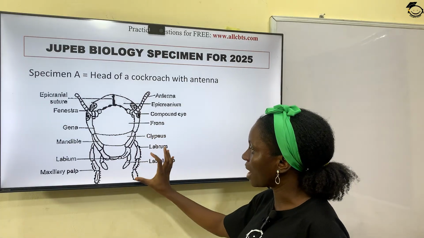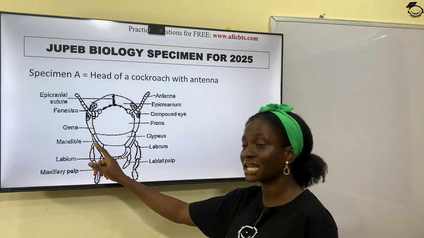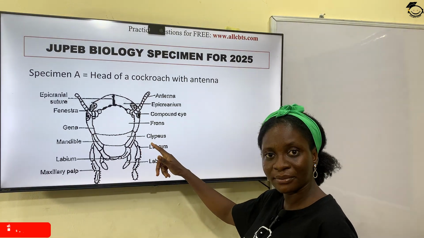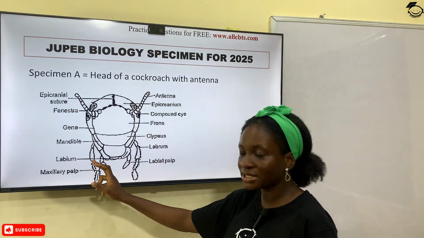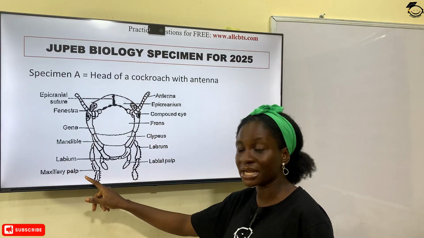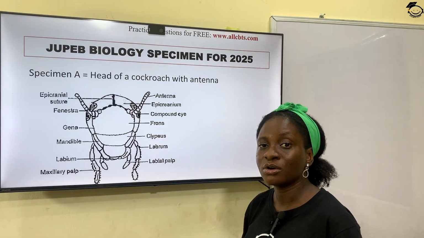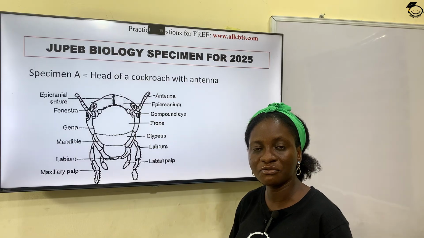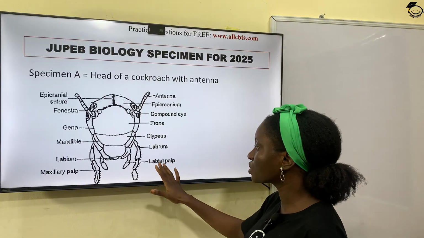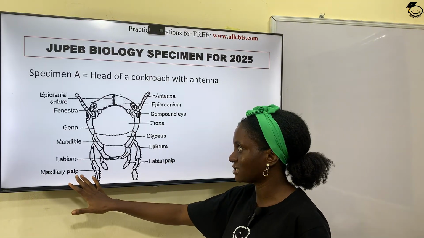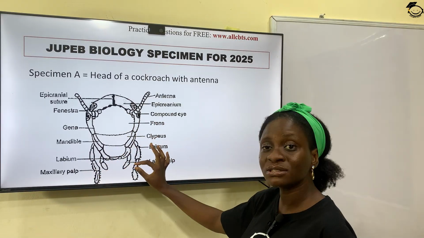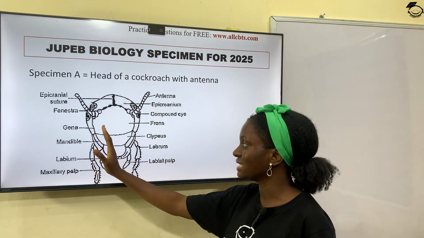The clypeus is the mouth part. Mandible protects the jaw muscles. Labrum is the upper lip. Then the labium is the lower lip. Labial palp and maxillary palp are used to taste food, mainly for food tasting and manipulation. That's the use of the labial palp and the maxillary palp.